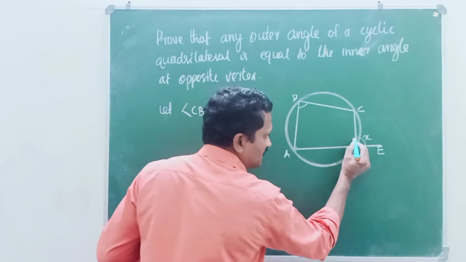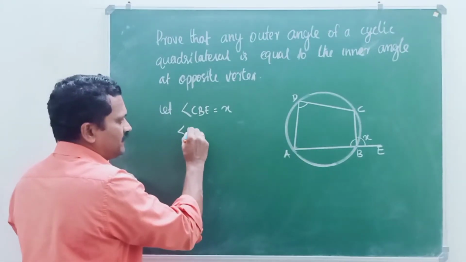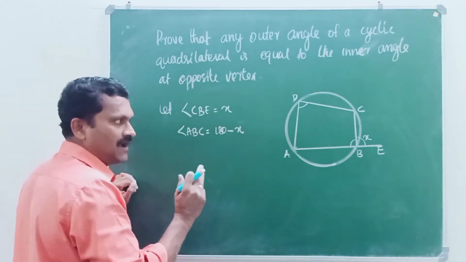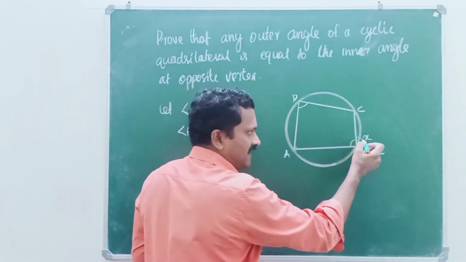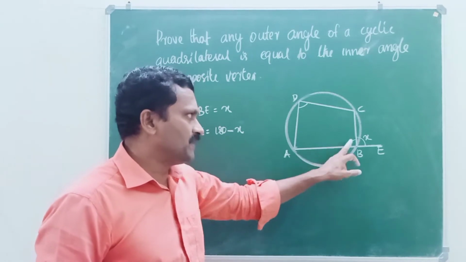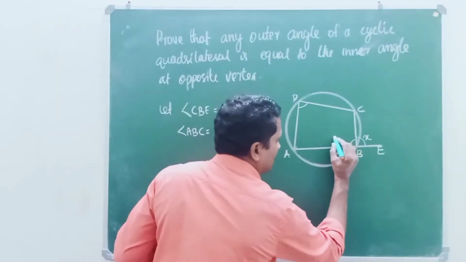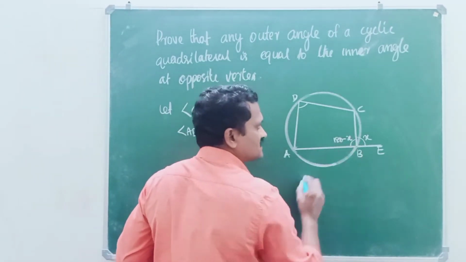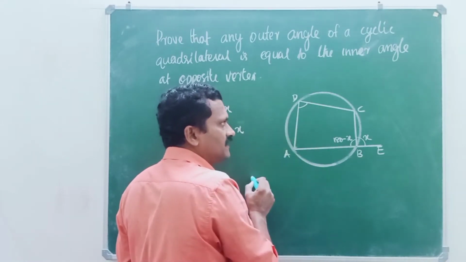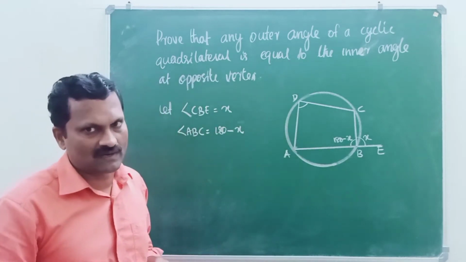Then what about the angle ABC? That's equal to 180 minus x. How did you get this? These two angles are a linear pair. So, angle ABC equals 180 minus x. Then what about angle ABC and angle D? These two angles are opposite angles of a cyclic quadrilateral.